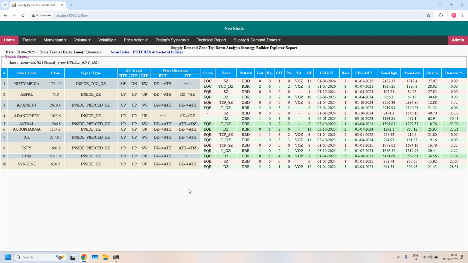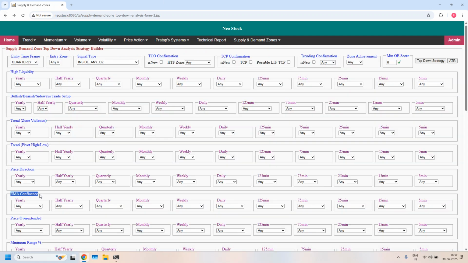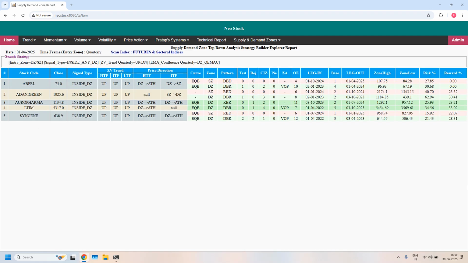Let's further filter based on quarterly demand zone having quarterly EMA confluence. And also trend on the quarterly should not be sideways, it can be up or down. So we got 5 stocks.